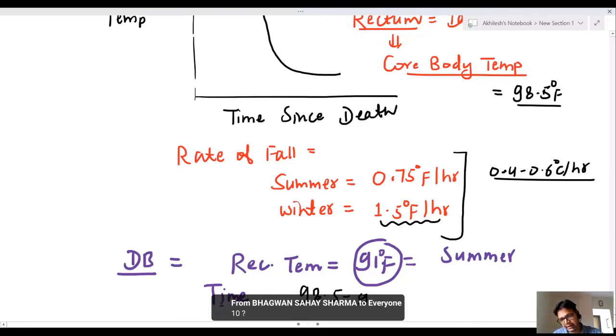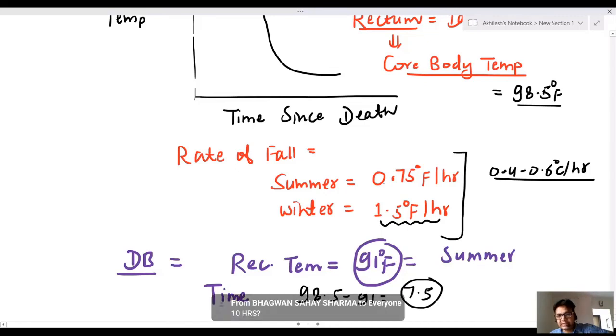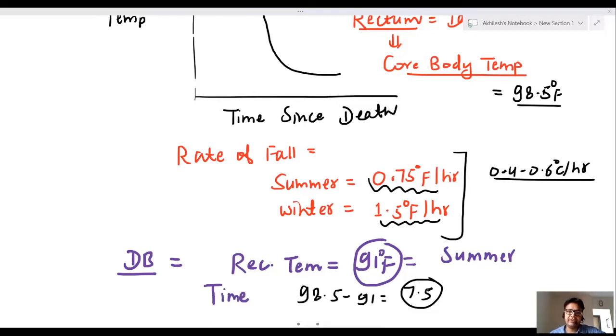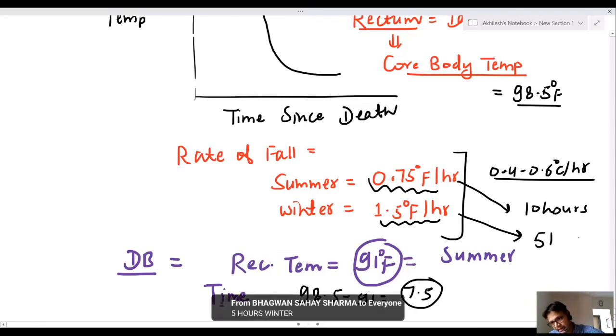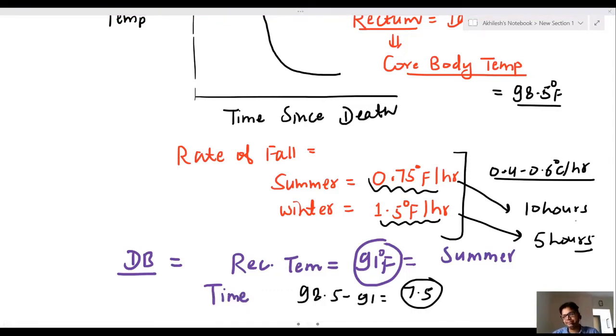98.5 minus 91, how much fall is seen? 7.5. Yes, Bhagwan, absolutely right. For a 7.5 degree Fahrenheit fall in summer, you will require 15 hours at 0.5 per hour. For a 7.5 degree Fahrenheit fall in winter, you will require 5 hours. That is a very simple trick to remember.